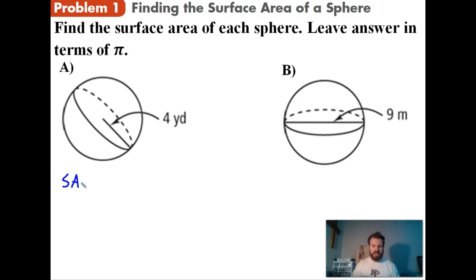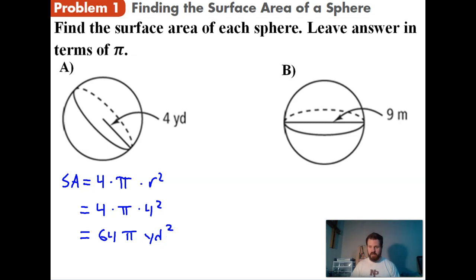We just said that formula is equal to 4 times pi times r squared. So in problem A, we've got 4 times pi times, now the radius here is 4, so that'll be 4 again squared. And this is simple. We want to leave the answer in terms of pi, so I'm just going to go 4 times 4 squared. That gives me a 64. And we'll say 64 pi yards squared, because we're talking a surface area, technically 2 dimensions.